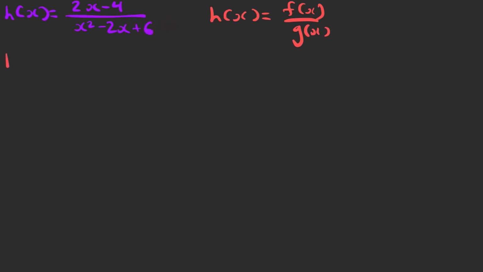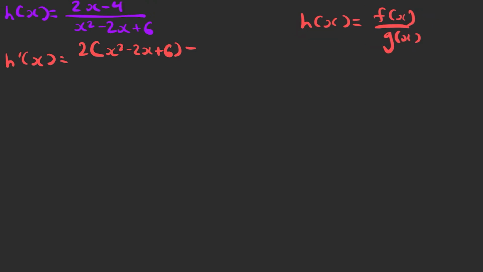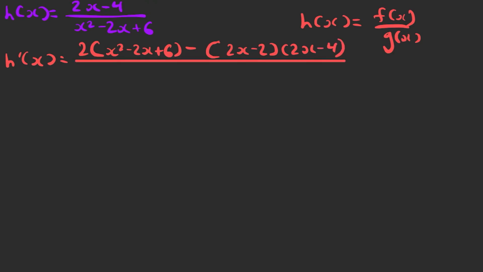So this means that h prime of x will be equal to the derivative of the numerator, which is 2, times the denominator, x squared minus 2x plus 6. Remember, we always differentiate the numerator first, then we subtract the derivative of the denominator, which is 2x minus 2, times the numerator, which is 2x minus 4. And then we divide all this by the denominator squared, so x squared minus 2x plus 6 all squared.